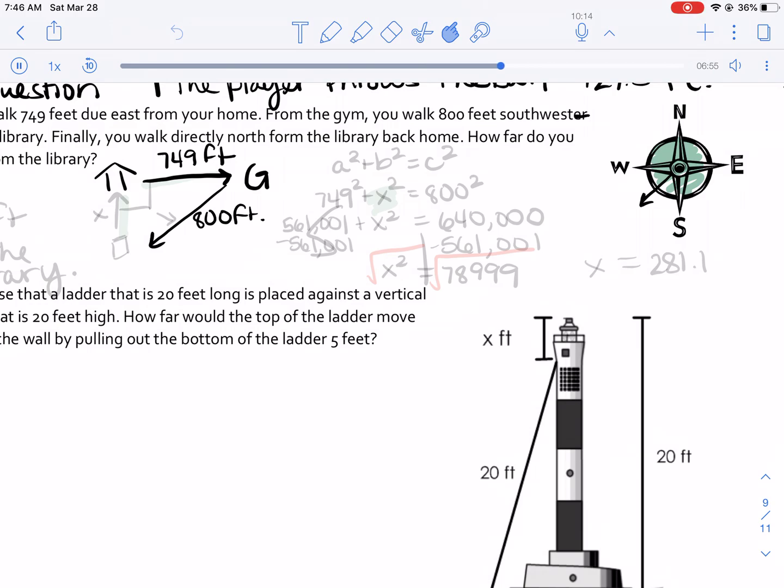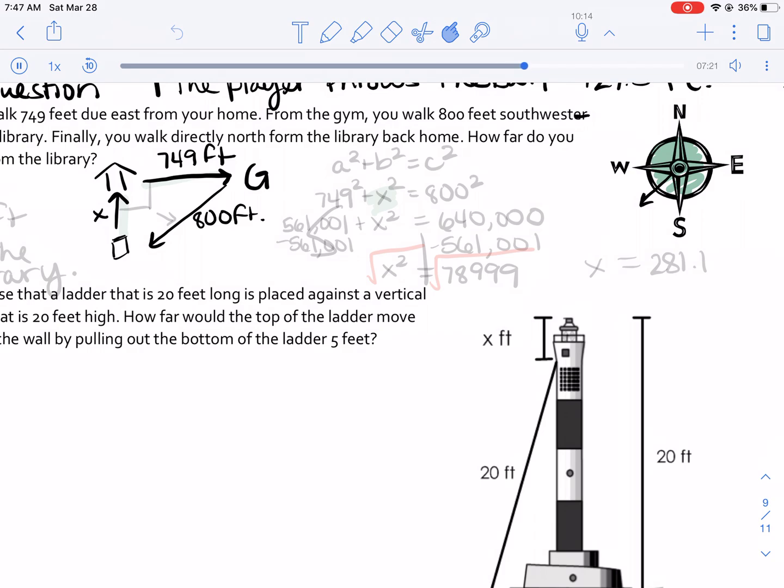And that was the library. So here I am at the library. Let's draw a little book for you. There's the library. And then I'm going to go directly north. So north is straight up that way, home. And I want to know how far I live from the library. So this distance right here we'll call X. So there's my right triangle.